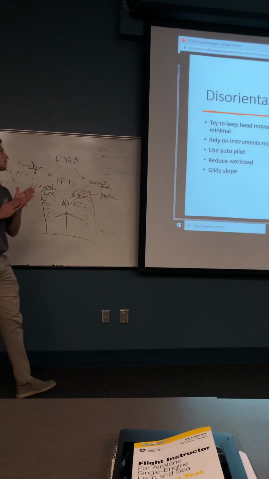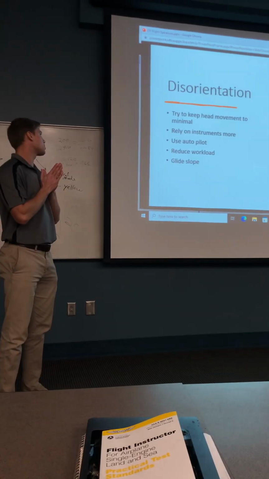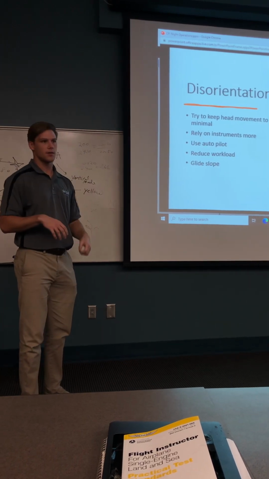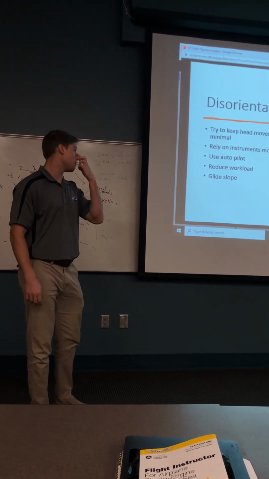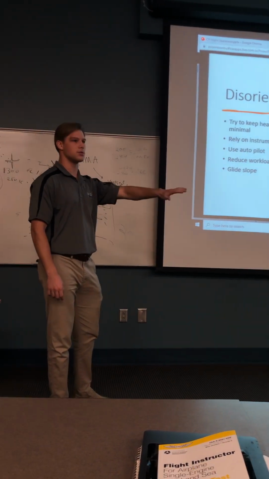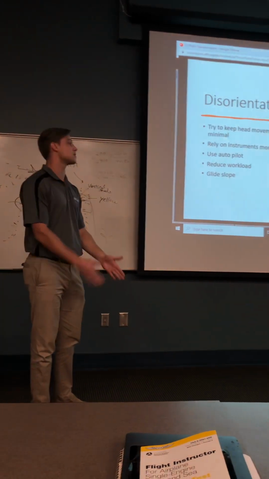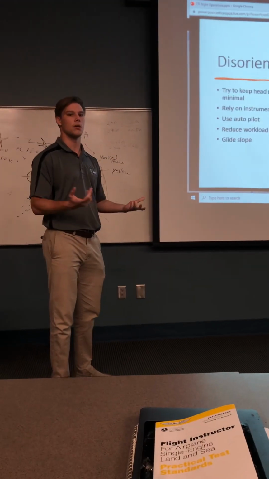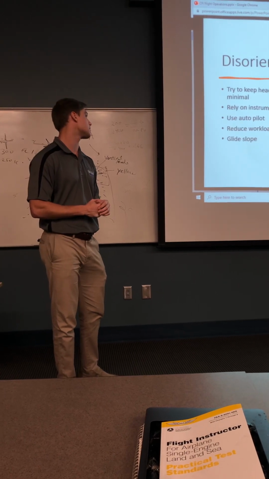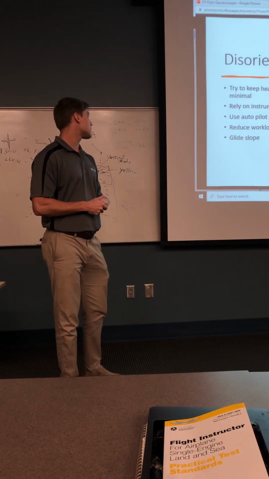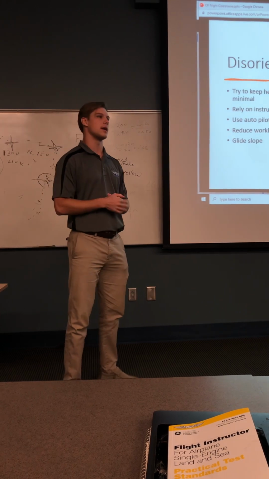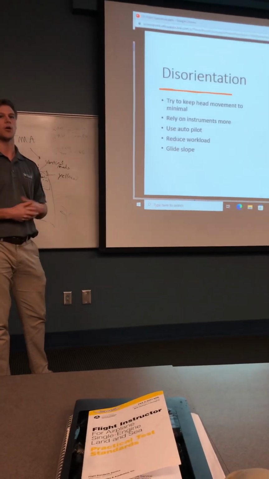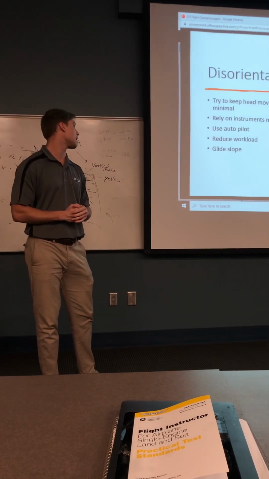And then to help prevent disorientation, you want to try to keep your head movement to a minimum. You don't want to be looking down at the ground and rolling around in the cockpit. You want to keep your eyes outside, mostly using your instruments to verify your position and where you're at. You definitely want to rely on your instruments more at night because it is a lot harder to see. So you don't want to be using outside references because they can lead to those illusions on the last slide. And if you have autopilot and you're flying across country, use the autopilot. Why make it harder on yourself? You want to reduce the workload as much as you can.